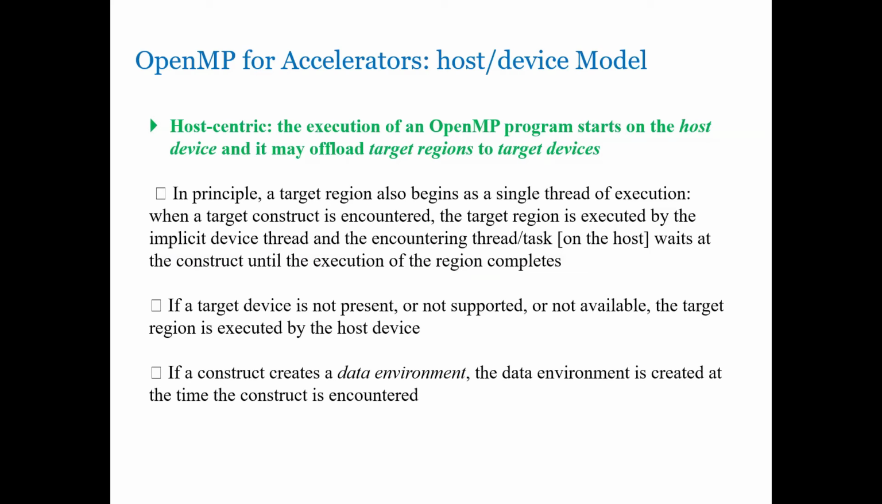In early versions it proposed the host device model. The basic idea is like this: the execution of an OpenMP program starts on a host. The host we talk about is basically CPUs, and it may offload target regions to target devices, which are GPUs, for example. In principle, the target region also begins as a single thread of execution. When a target construct is encountered, the target region is executed by the implicit device thread, and the encountering thread waits at the construct until the execution of the region completes. If the target device is not present, say there's no GPU, the job can still be done by the host, by the CPUs.